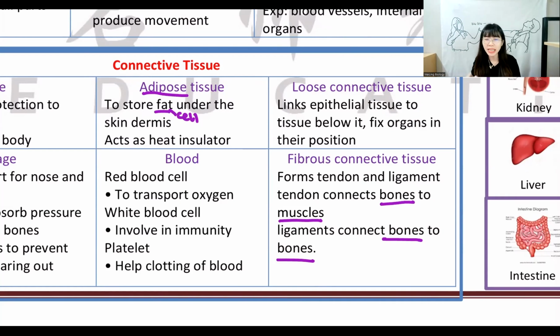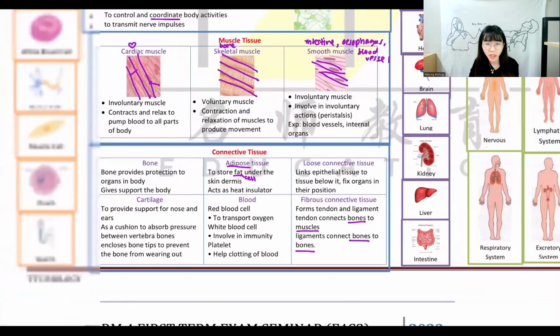Ligament, we cannot feel because ligament is to connect bone to bone. So it's hard to feel ligament. We don't really feel ligament, but we can feel tendon. We have a lot of tendon in our body. So this is the connective tissue.